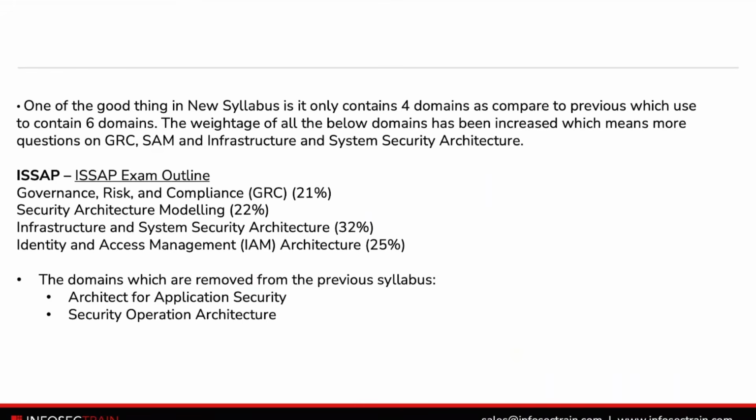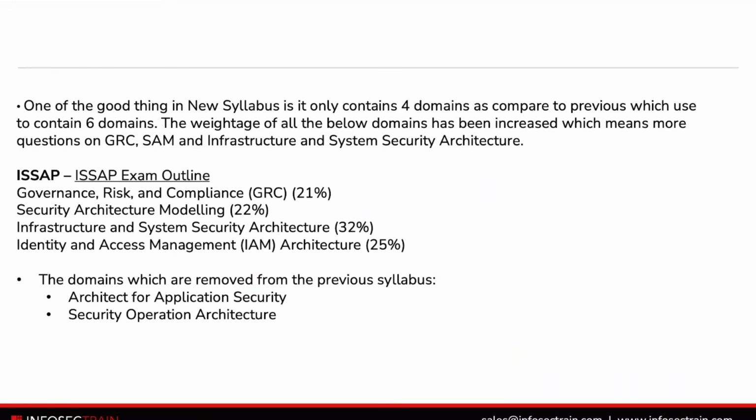So earlier in the ISSAP there were 6 testable domains. Now domains 5 and 6, which are Architect for Application Security and Security Operations Architecture, are being removed. What it means is you are no longer going to get any questions on these domains, but at the same time they have increased the weightage of these 4 domains.